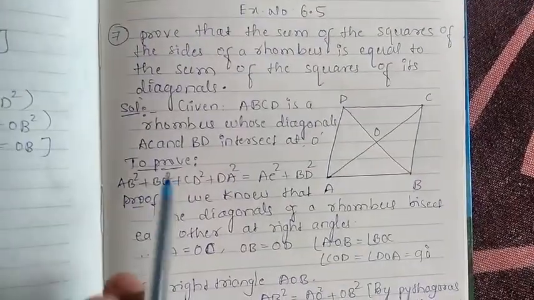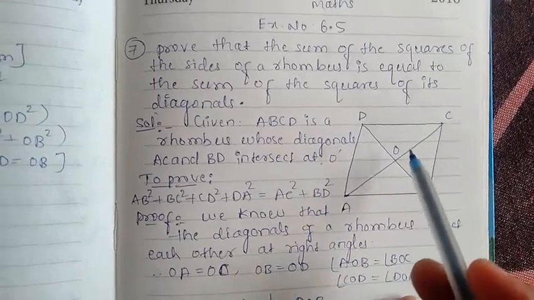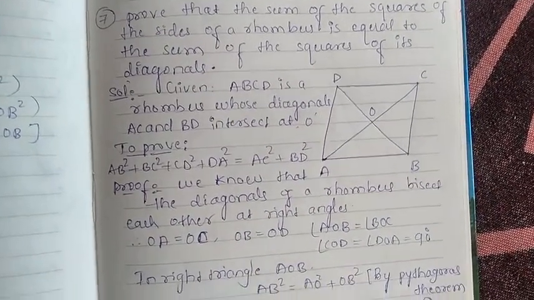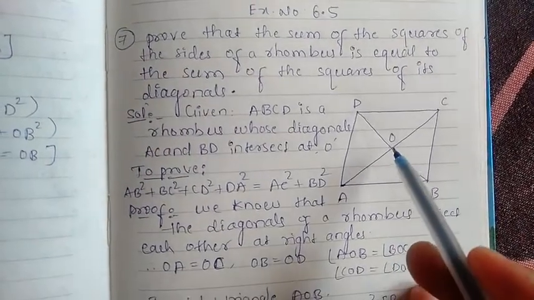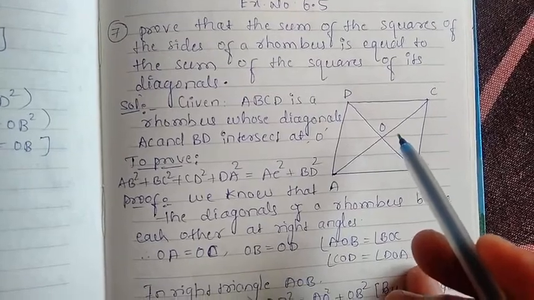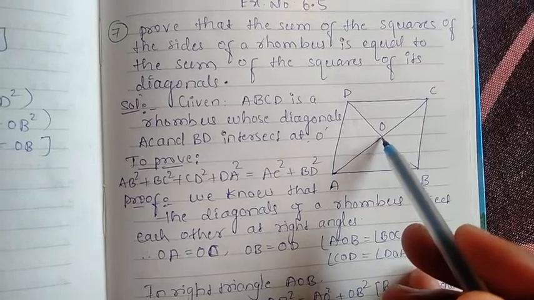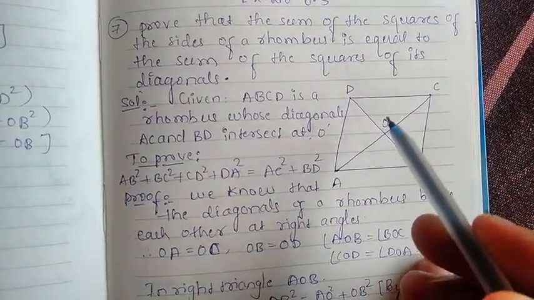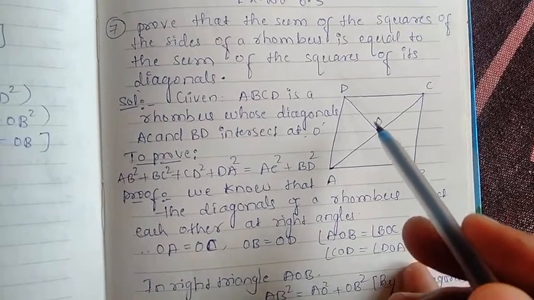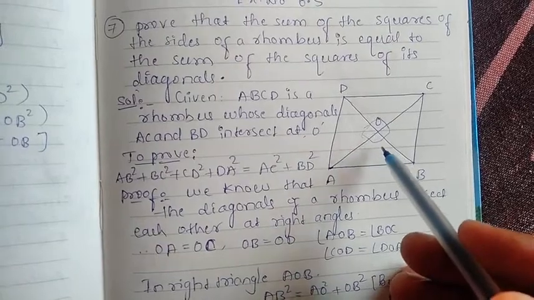So children, first you have to draw the diagram. ABCD is the rhombus, and we know the properties of the diagonals of a rhombus. The diagonals of the rhombus bisect each other at right angles, at O. So here ABCD is the rhombus, and diagonals AC and BD intersect at the point O. These are perpendicular and bisect each other. You should remember this property.